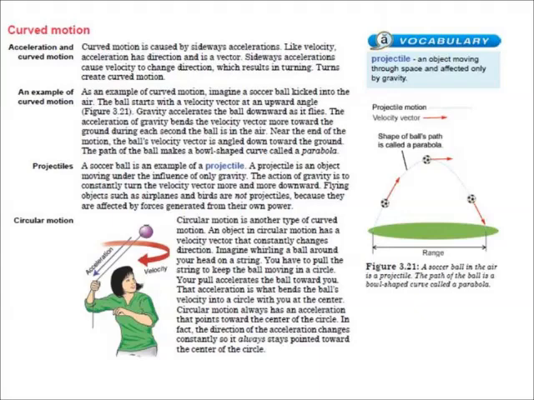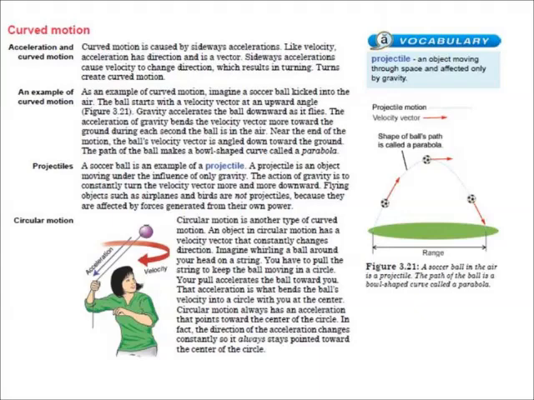Flying objects, such as airplanes and birds, are not projectiles because they are affected by forces generated from their own power. Circular motion is another type of curved motion. An object in circular motion has a velocity vector that constantly changes direction. Consider whirling a ball around your head on a string. You have to pull the string to keep the ball moving in a circle.